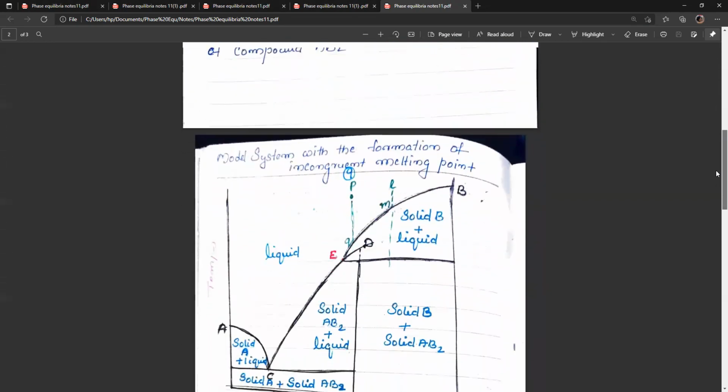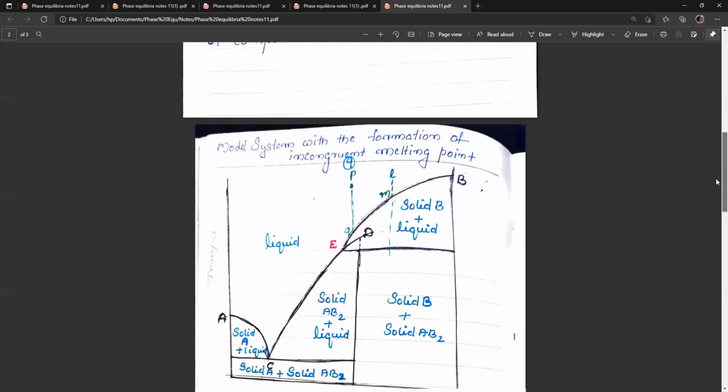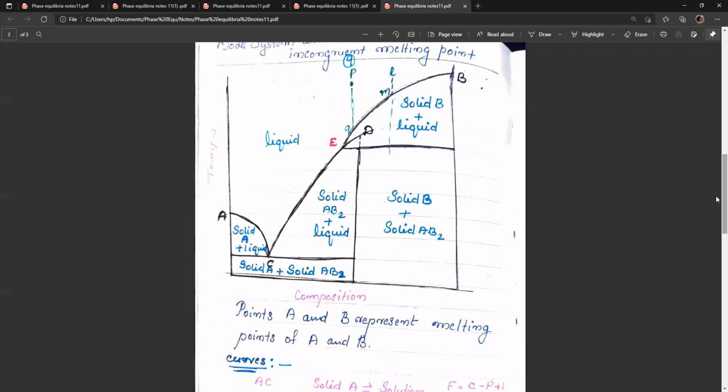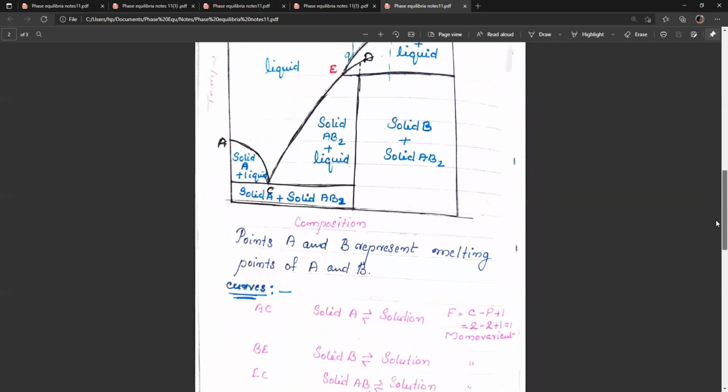A general phase diagram for a two component condensed system involving the formation of compound AB2 is like this. Here we are plotting temperature along the y-axis and composition along the x-axis, and the points A and B represent the melting points of A and B. And let us discuss the curves of this phase diagram.